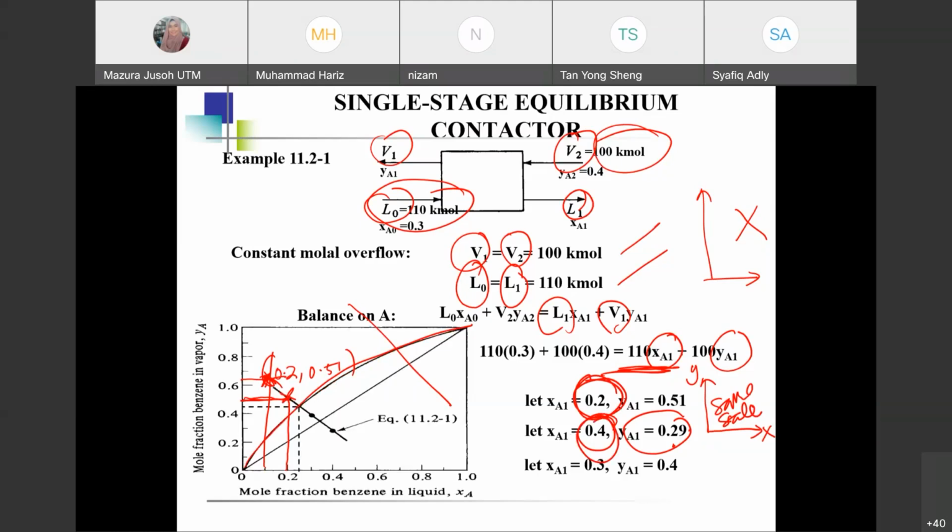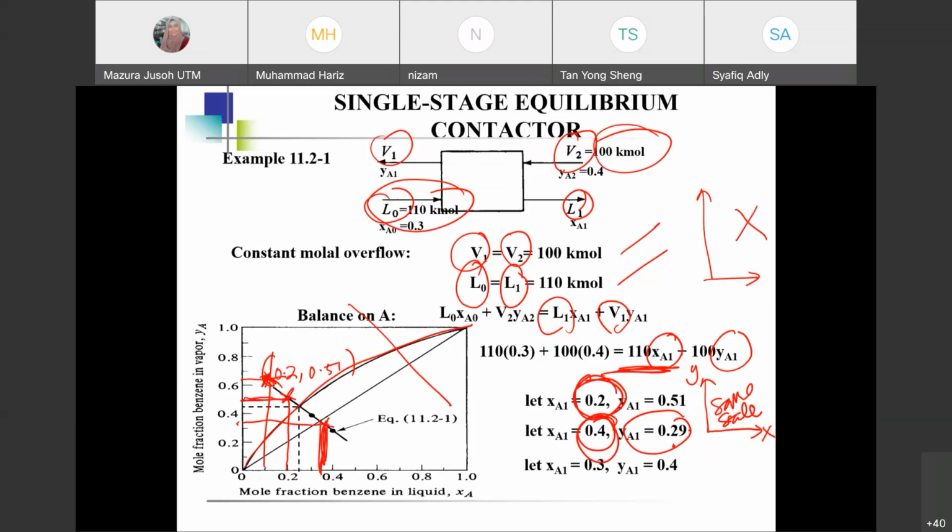Okay, the next XA1 berapa? Yongsheng, what do you take? Okay, when 0.35 for your X, you will get 0.345. So 0.35, somewhere there, and 0.345. So you get another point.